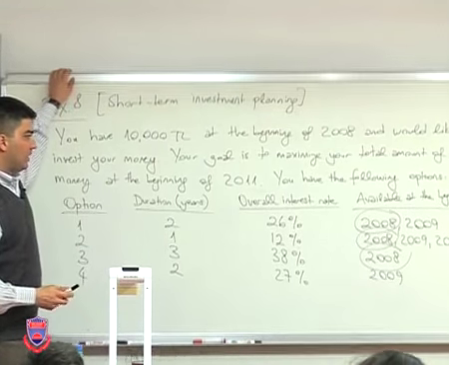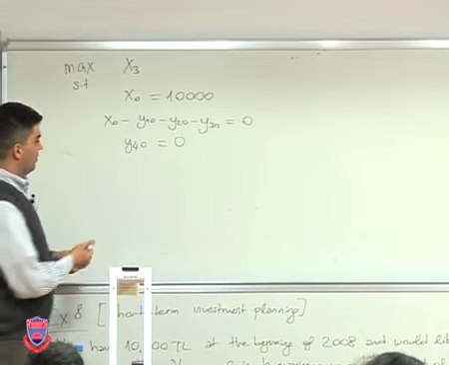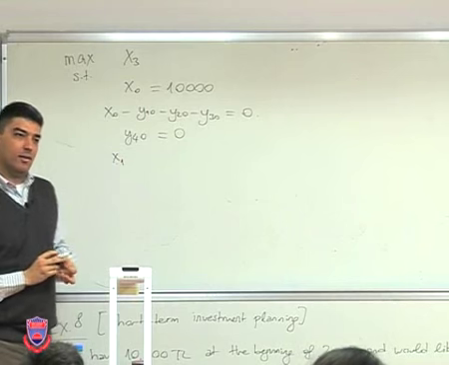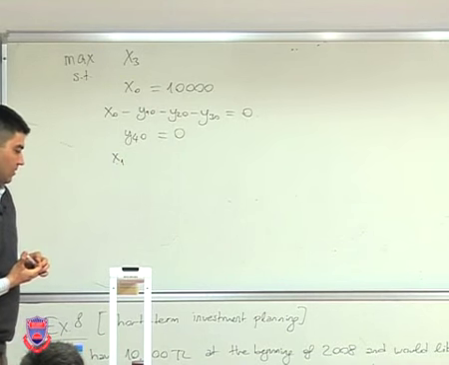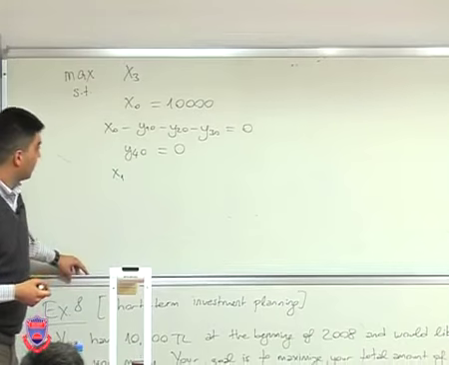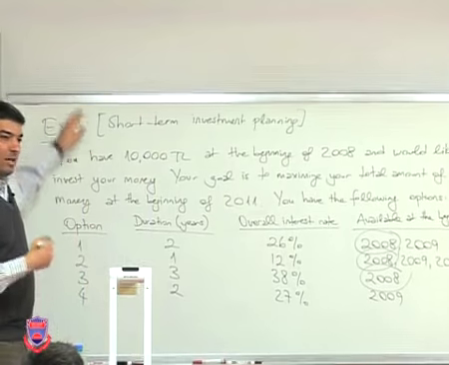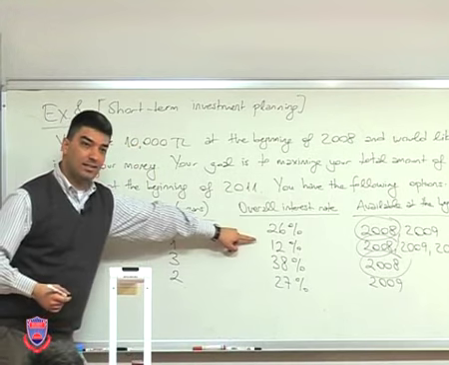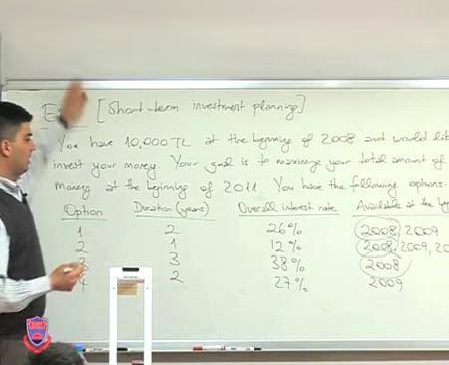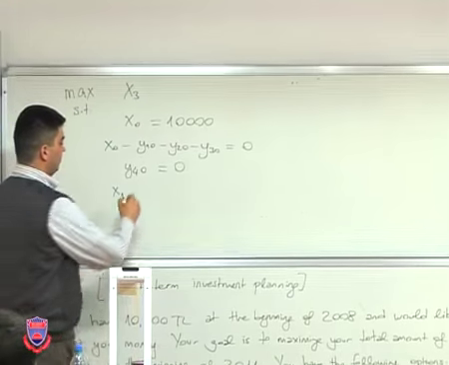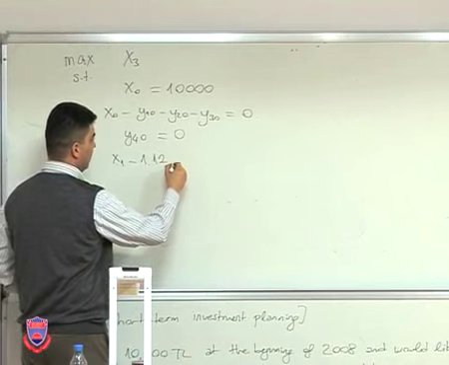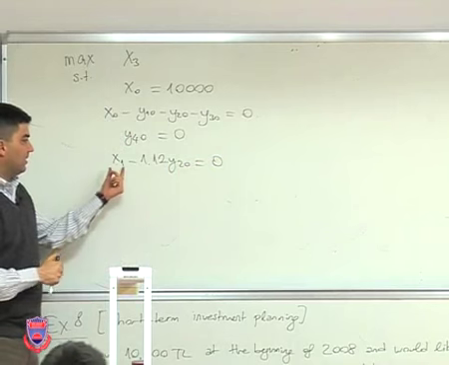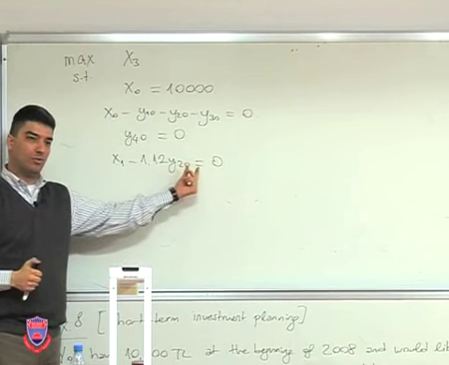Okay? So now I need to figure out how much money do I have for investment at time 1. So x1 will be equal to what? 1 plus 0 times y20. Exactly. So x1, the amount of money I have available for investment at time 1, will be whatever I invested and its interest, basically. Okay? So it's going to be 1.12 times y20. And this should be equal to 0. So this basically means that x1 is equal to 1.12 y20.